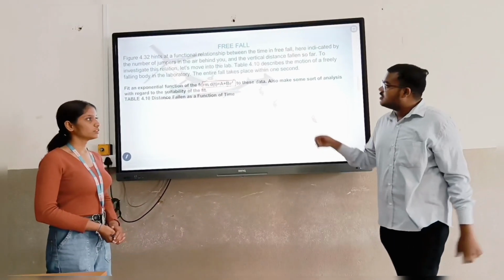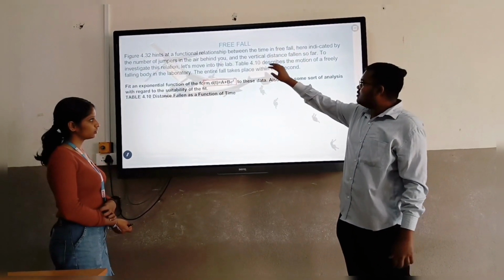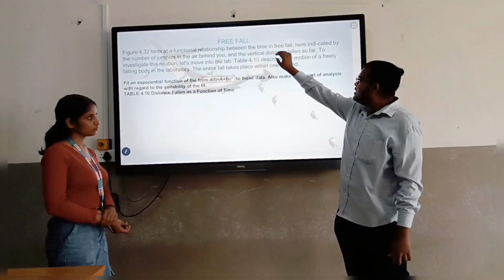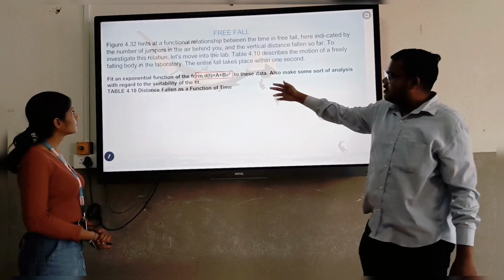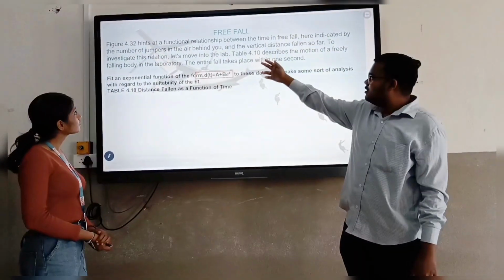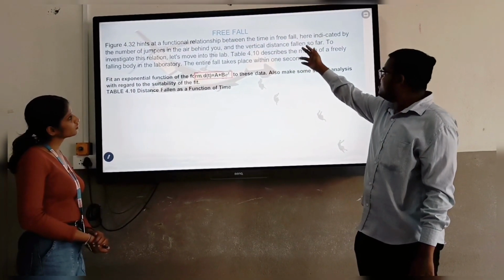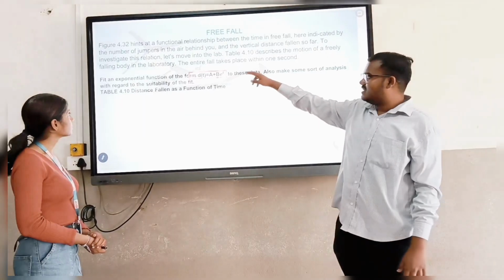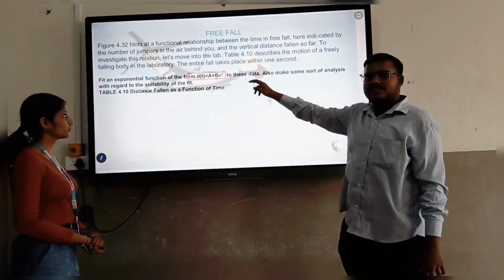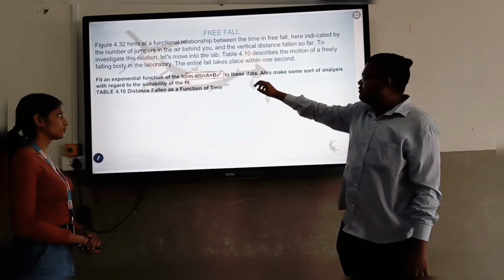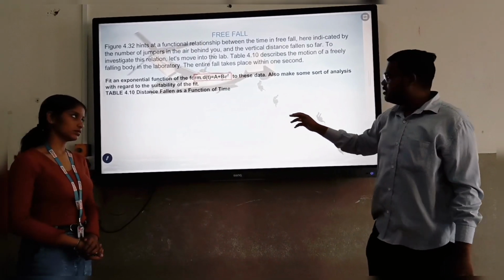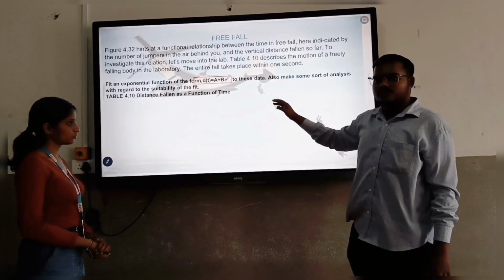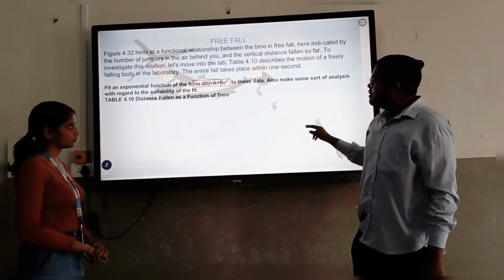Our question is to figure out the functional relationship between the time in free fall and the vertical distance fallen so far, as indicated by the image of the jumper in the air behind you. To investigate this relation, we have to examine the data given to us and fit it into this exponential function, and we will get a curve after fitting.